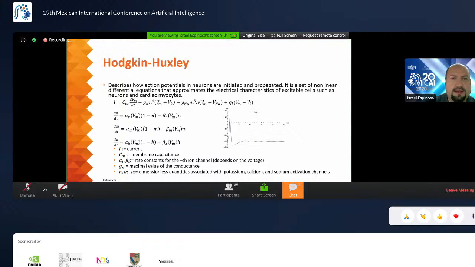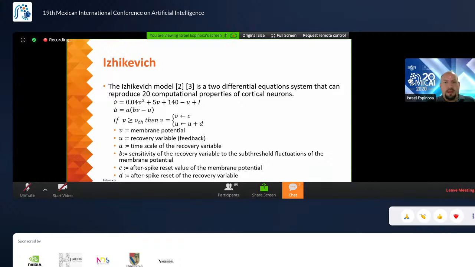Next is the Izhikevich model. This Izhikevich model is a two differential equation system, and it can reproduce 20 computational properties of cortical neurons. The equations that describe the behavior of this neuron involve two main variables. One simulates the membrane potential, given by variable v, and the second is variable u, which represents the recovery variable, and that recovery variable gives feedback to the membrane potential.